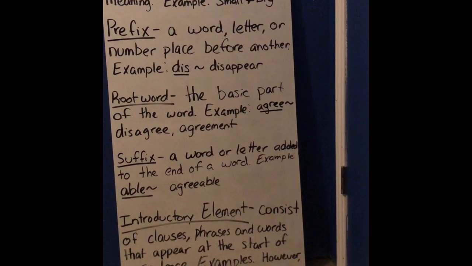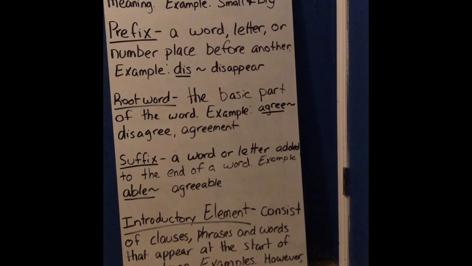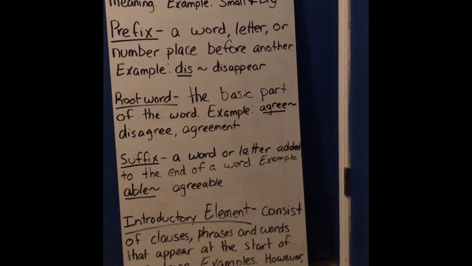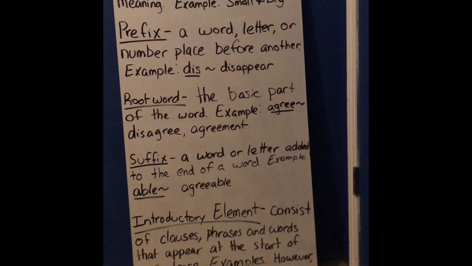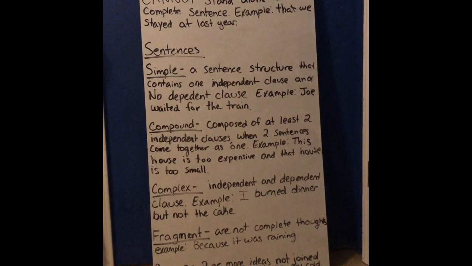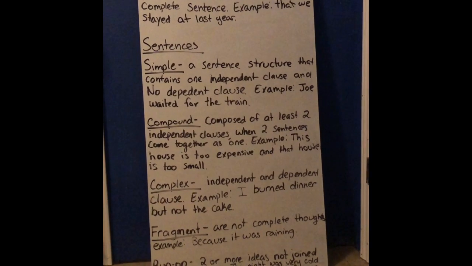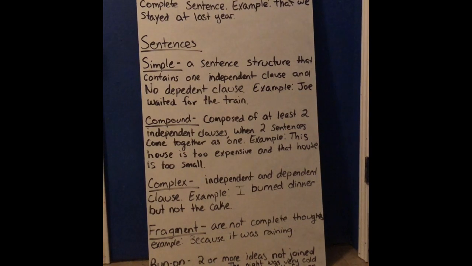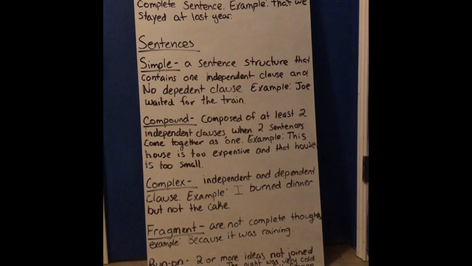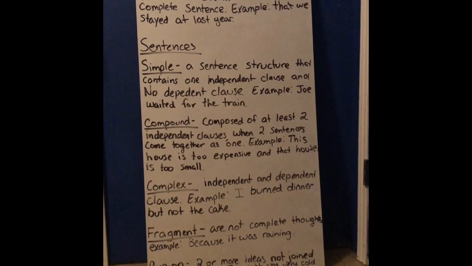An introductory element consists of clauses, phrases, and words that appear at the start of a sentence. An example is however or whenever. Don't forget, for introductory elements, you put a comma after the word or phrase. An independent clause can stand by itself as a simple sentence. An example would be, I was late for work. A dependent clause is a clause that cannot stand alone as a complete sentence. An example would be something like, that we stayed at last year.